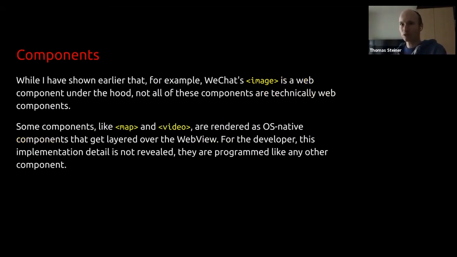Components. I talked about components a little earlier. If you remember the WeChat image web component, that under the hood was implemented as wx-image. But then technically not all of these components are web components. So for example, map and video that get exposed as components on a mini app are not rendered as a regular HTML5 video or as a regular map as in a Google Map component or something, but they're rendered and then layered on top of the web view as operating system native components for performance reasons.